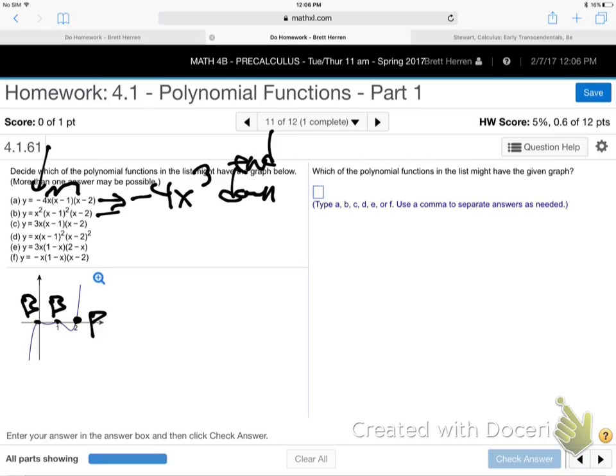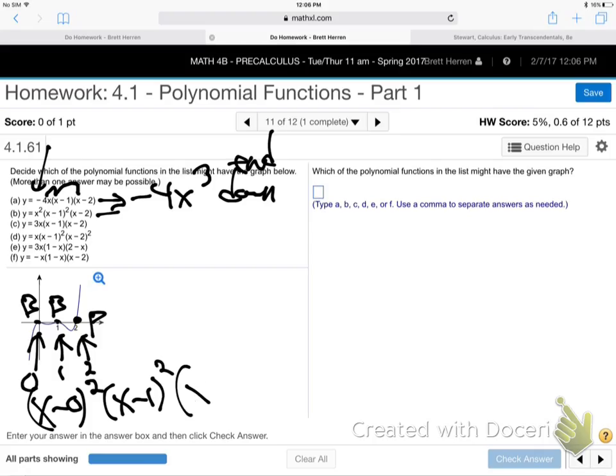Even power, usually 2. So that means this one at 0, this one at 1, this one at 2. This has got to be x minus 0, or just x, to an even power. This has got to be x minus 1 to an even power. This has got to be x minus 2 to an odd power, like 1 or 3 or something. Right? You can just make this x.